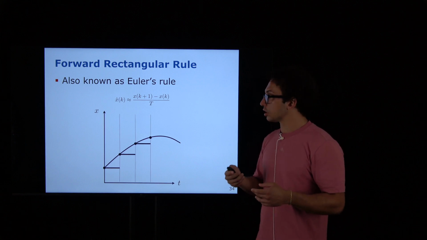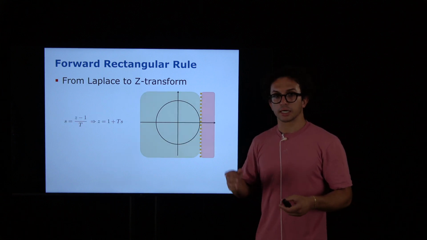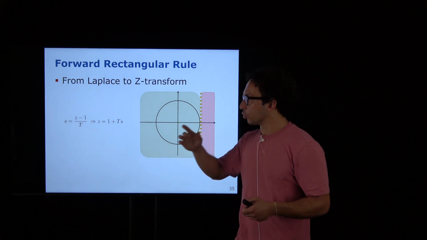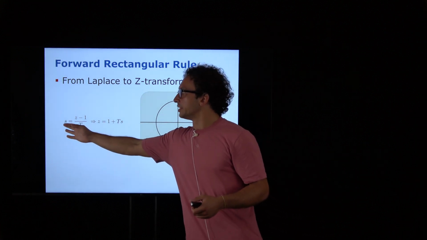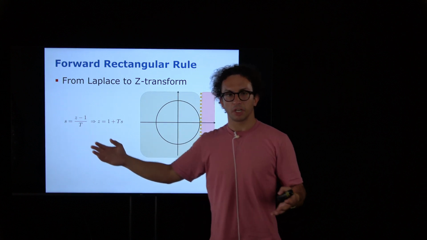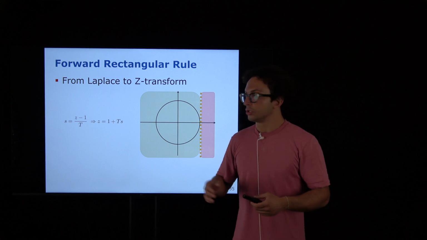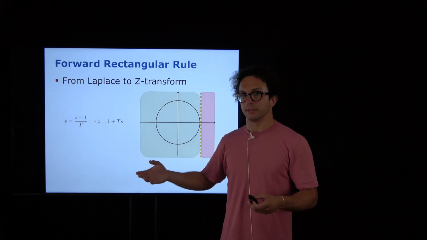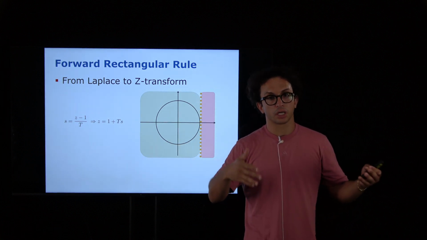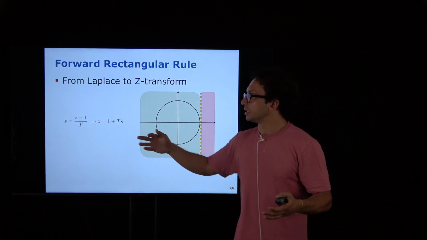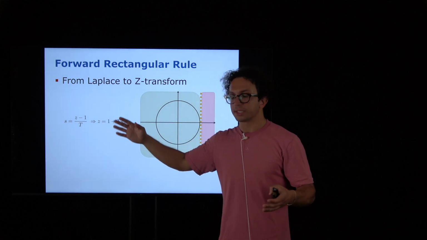Now, I will not do the computation in these slides, so they will not be part of the course, but this is the transformation that you get with the forward rectangular rule if you want to go from Laplace to Z, so from continuous time to discrete time. So why is this important?